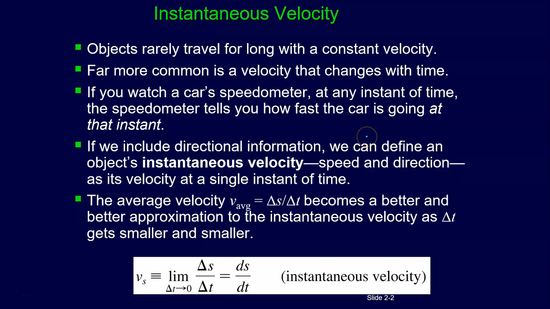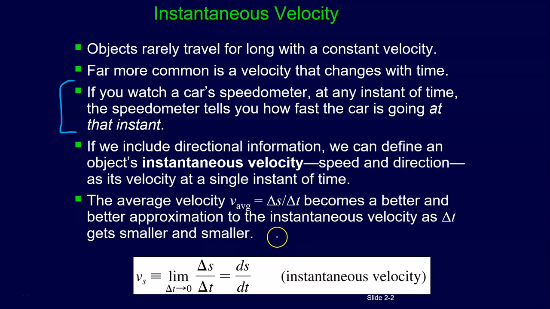So objects rarely travel for long with a constant velocity, and so it's much more common that the velocity changes, and so average velocities can be useful, but a lot of times you'll want to be thinking about the instantaneous velocity. And basically, we all know this. It's just like watching your car's speedometer, right? So your car's speedometer changes. That would be the instantaneous velocity.